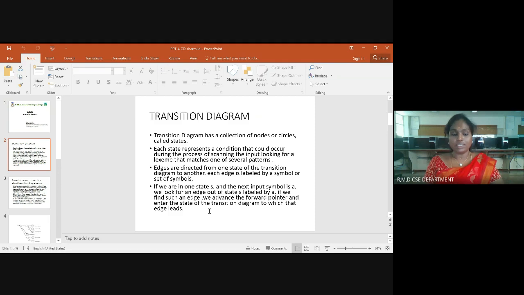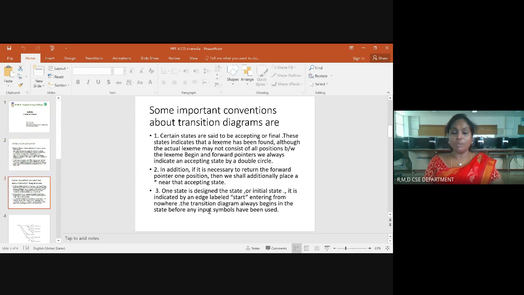If we are in one state and the next input symbol is A, we look for an edge out of the state labeled by A. If we find such an edge, we advance the forward pointer and enter the state of the transition diagram to which the edge leads. Some important conventions about transition diagrams: first, certain states are said to be accepting or final. These states indicate that a lexeme has been found, although the actual lexeme may not consist of all positions between the lexeme beginning and the forward pointer. We always indicate the accepting state by a double circle.